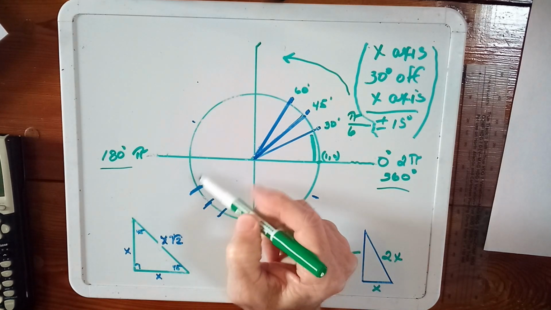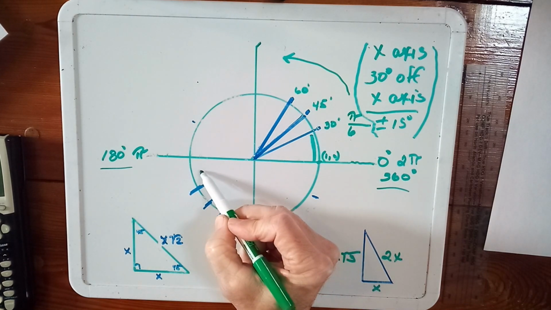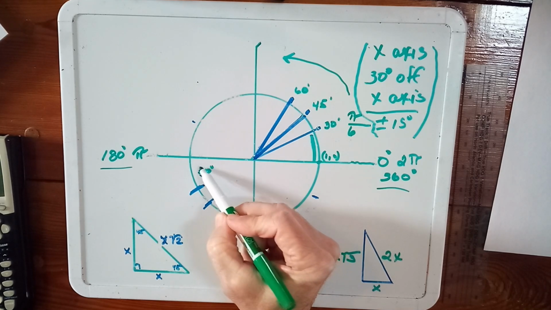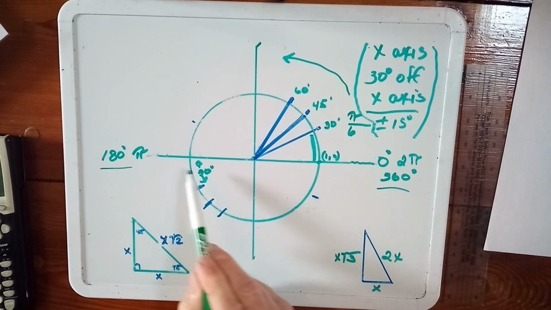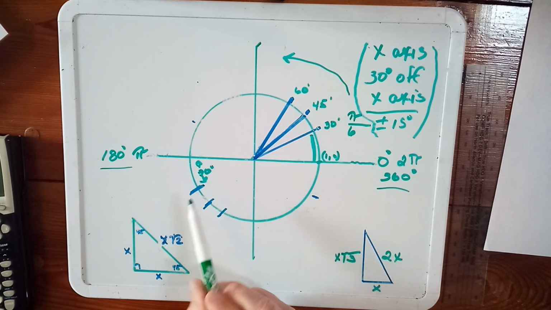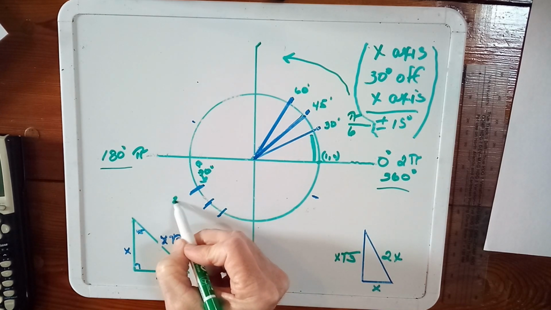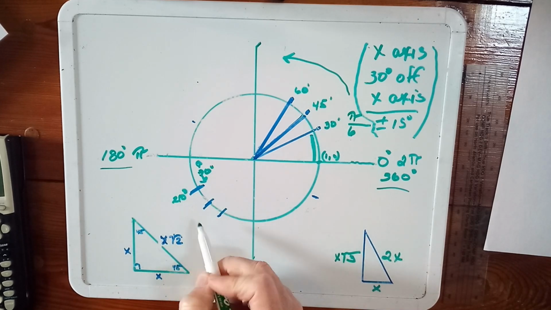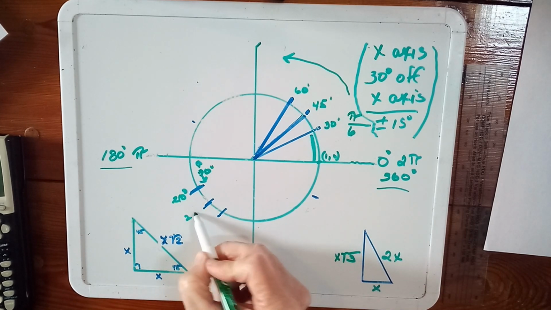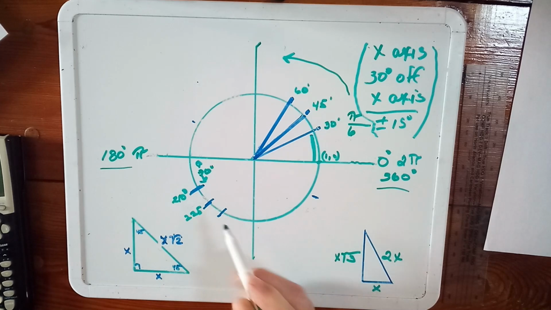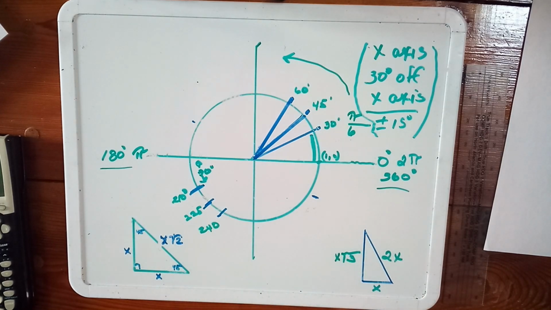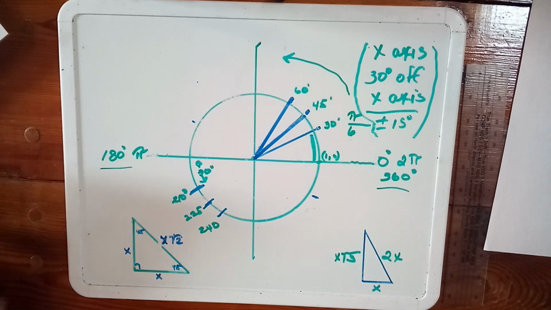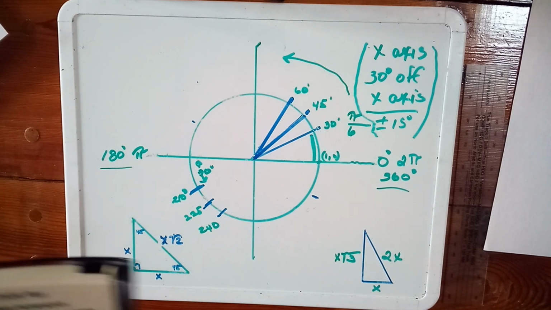So what would 30 degrees from there to there be? Well, it's just 180 plus 30. So this would be 210, another 15, 225, and another 15 would be 240. And let's just pick one and set up the pi equivalent.